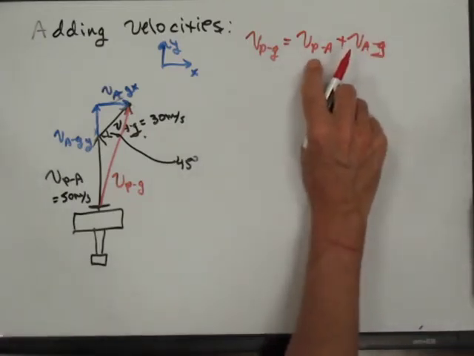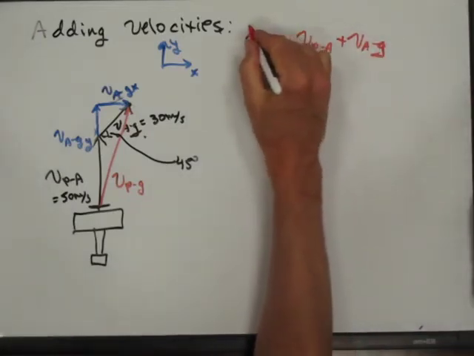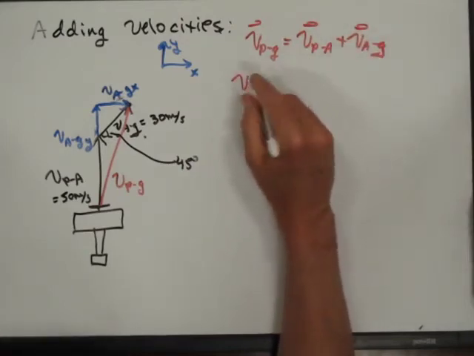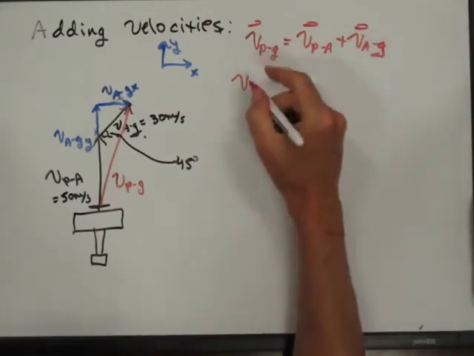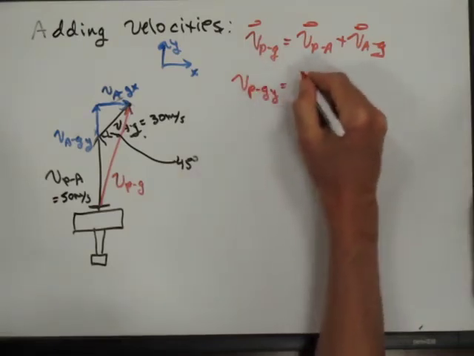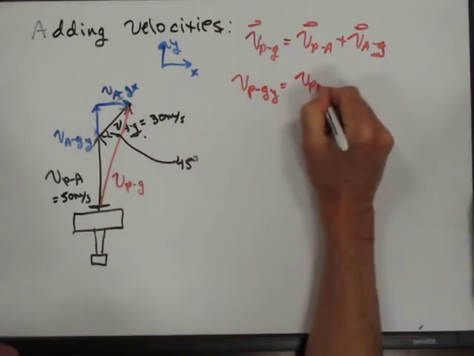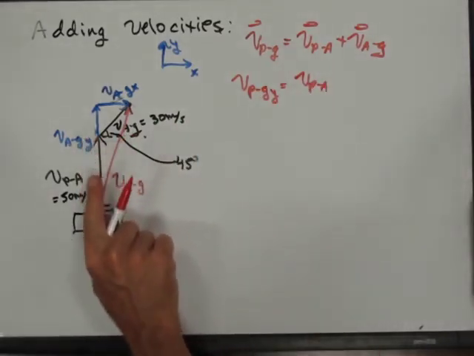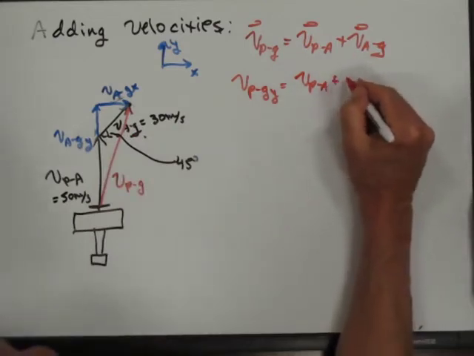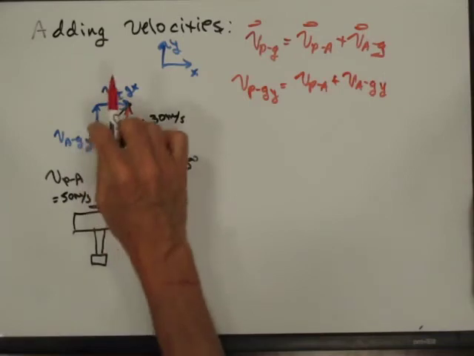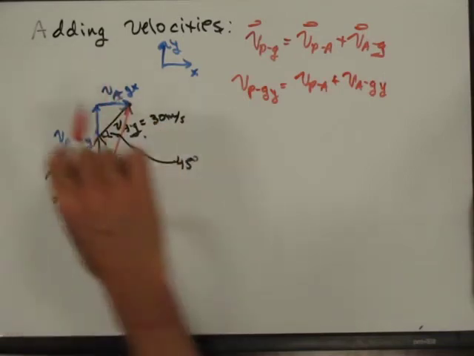It's the velocity of the plane relative to the air plus the velocity of the air relative to the ground. These are all vectors, right? And so if I want to find the components of this vector, the velocity of the plane relative to the ground, the y component is just the velocity of the plane relative to the air, because that is its y component, because the y component is up, plus the velocity of the air relative to the ground, the y component. That's this little piece right here, right?